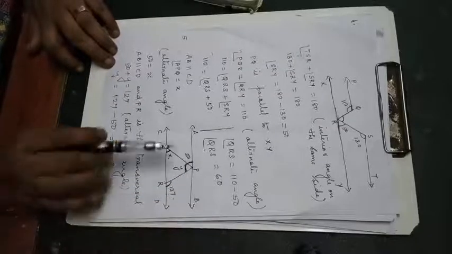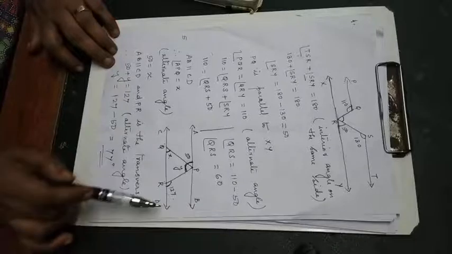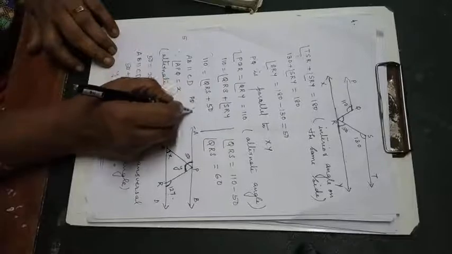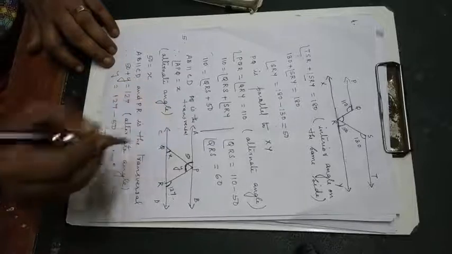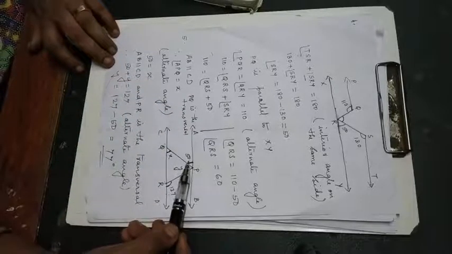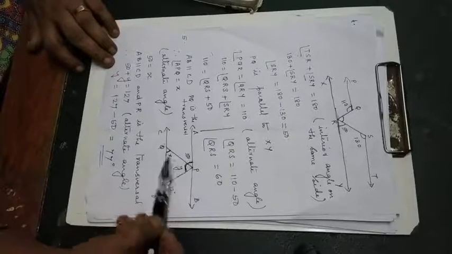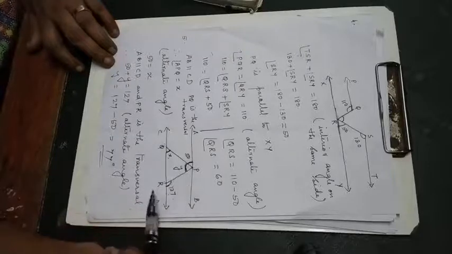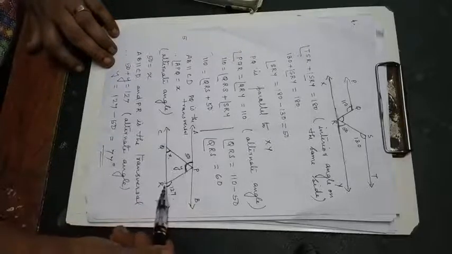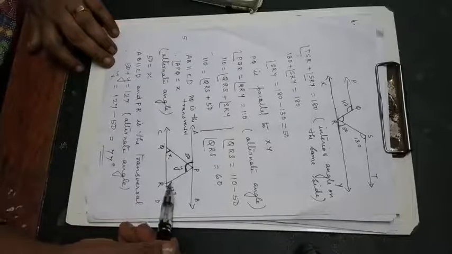So how we got that one? First we have taken AB is parallel to CD and PQ is the transversal. You can write here PQ is a transversal. So 50 equal to x, that is alternate angle. Again AB is parallel to CD and PR is a transversal. So 50 plus y will be equal to 127. So y will be equal to 127 minus 50, that is equal to 77.